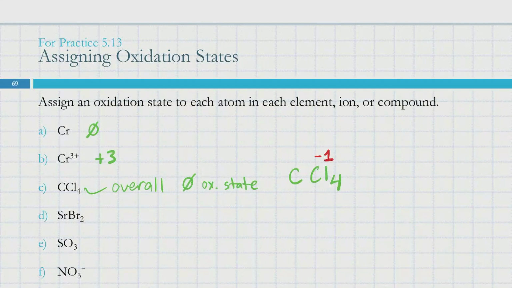How many chlorines do we have? 4 chlorines. Each of them has a -1. So we've got a total of -4 from our chlorines. Carbon takes whatever it needs to balance out that -4. So carbon gets +4.